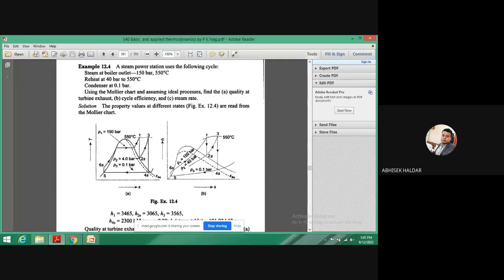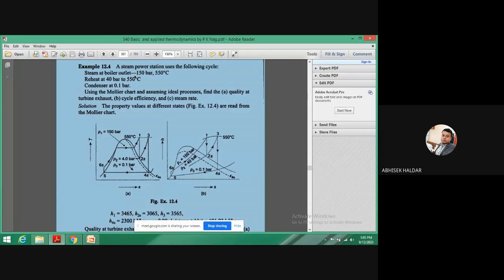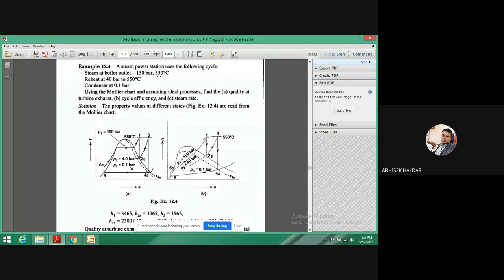Steam at boiler outlet is 150 bar, 550 degrees Celsius. That means which point's condition is given? Steam at boiler outlet means, according to this figure, point 1, right?